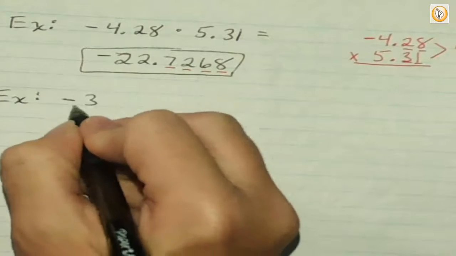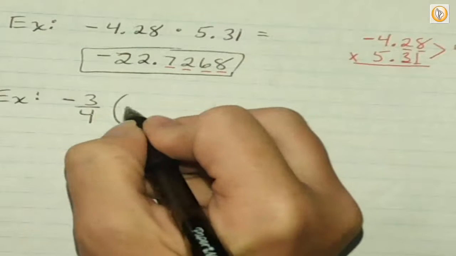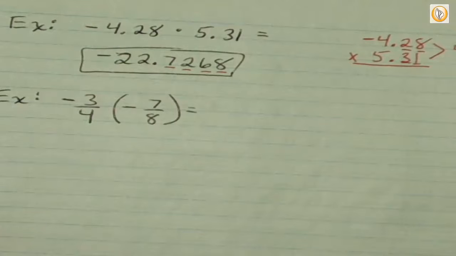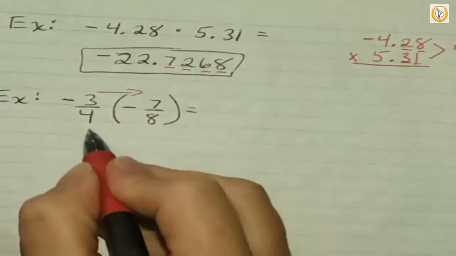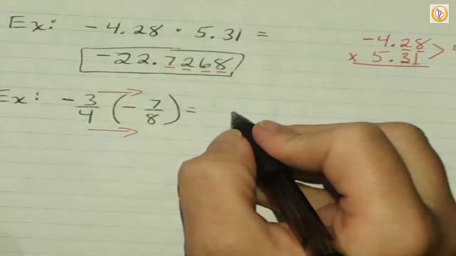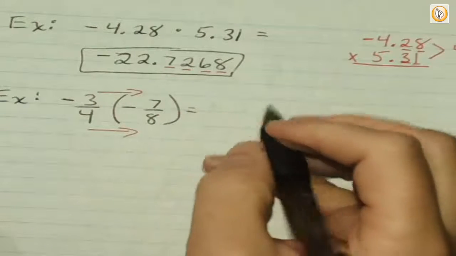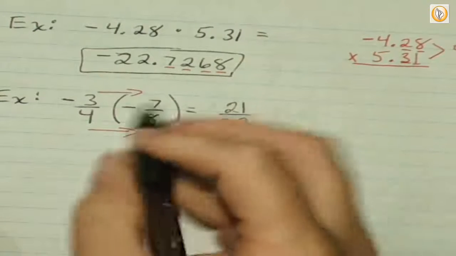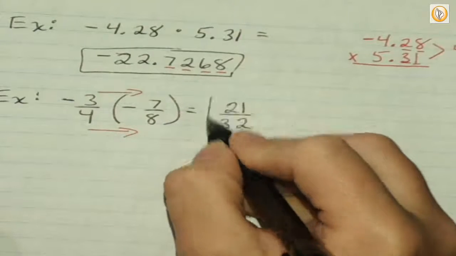Example: negative 3/4 times negative 7/8. We're multiplying fractions. Michael, tell me how to multiply fractions. You just multiply the numerators and the denominators. So you multiply across. What would you get, Michael? Is it negative or positive? Positive. It's positive because it's 2 negatives times each other. And what do you get? 21/32. Very good. Because 3 times 7 is 21, 4 times 8 is 32.